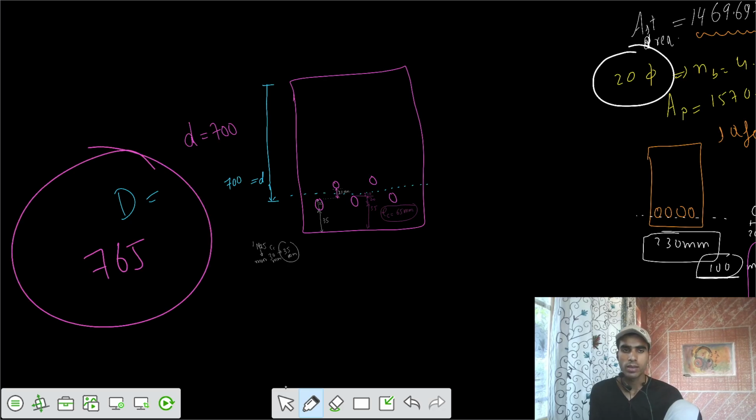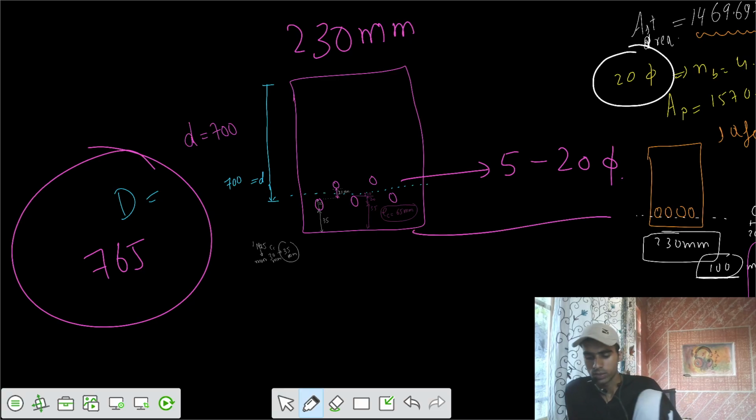Capital D of the bar is 765, and the width was restrained to 230 millimeters, and we have provided 5 bars of 25. This is your final detailing of the problem.